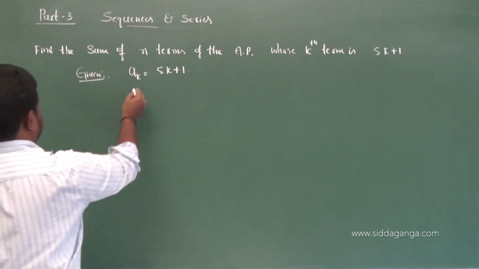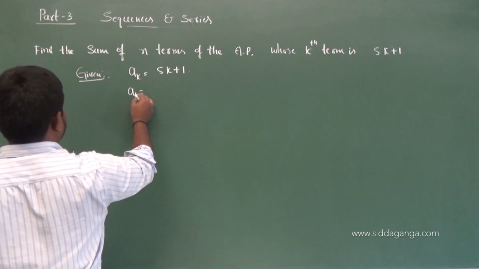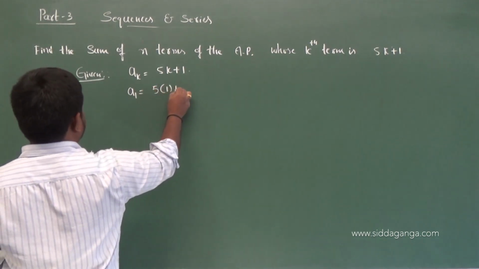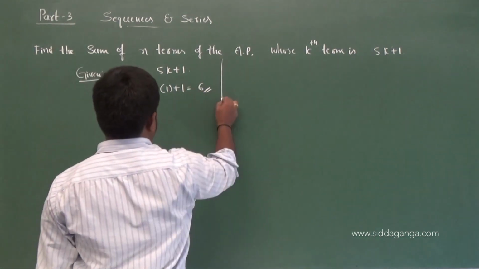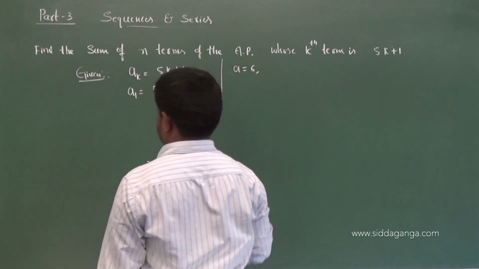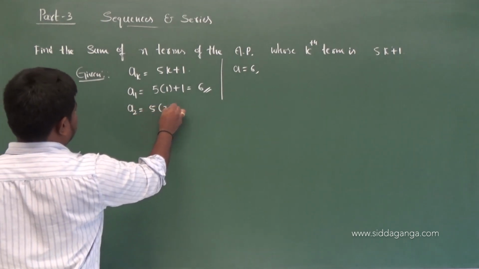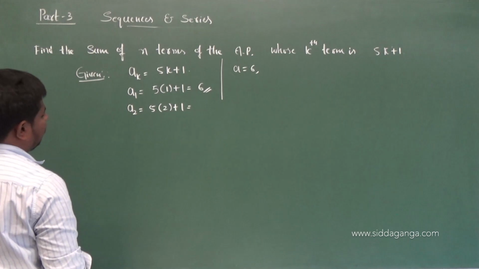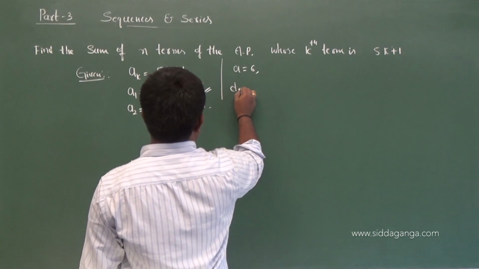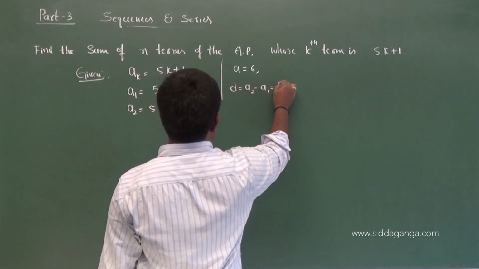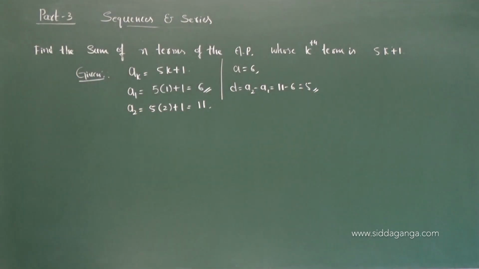Right. So, now if a_k is equal to 5k plus 1, then let me substitute k equal to 1, you get the first term a1 equal to 5 into 1 plus 1, you get 6. So, the first term is 6, that is, a is equal to 6. And a2 is 5 into 2 plus 1, in place of k I have taken 2, so 11. So, a2 is 11. So, a2 minus a1 gives 11 minus 6, that is equal to 5. So, the common difference is 5. Anyway, we have got a as well as d.